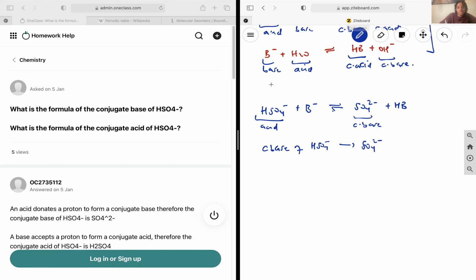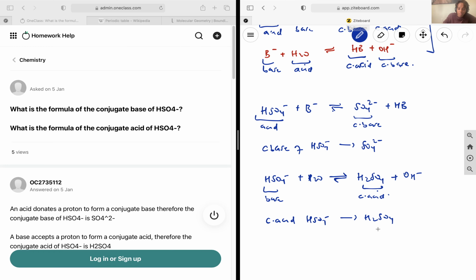Okay, and now let's look for the conjugate acid of HSO4. So we're going to be using this equation. And so we'll have, in this case, HSO4 minus is acting as our base. So we have HSO4 minus plus H2O to give us H2SO4 plus OH minus. So this would mean that because this is our base, this is going to be our conjugate acid. And so the conjugate acid of HSO4 minus is going to be sulfuric acid. And that's it.